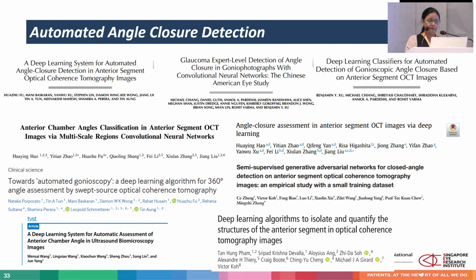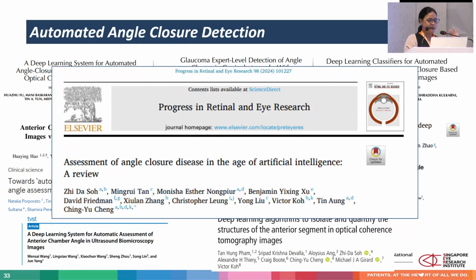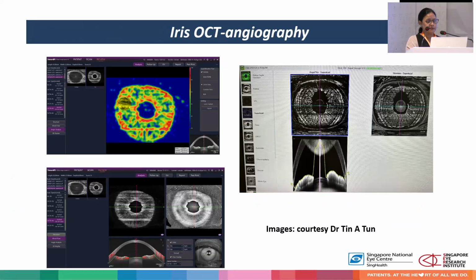I'll not go through them, but I can direct you to this paper recently published in PRER last year, which provides a comprehensive evaluation of the different AI algorithms and methodologies for angle closure detection and evaluation. And this is something new, the iris OCT angiography. I don't think there have been any papers published yet, but it's something to look forward to in the near future, where we may have some functional mechanisms of the iris as a mechanism for angle closure.